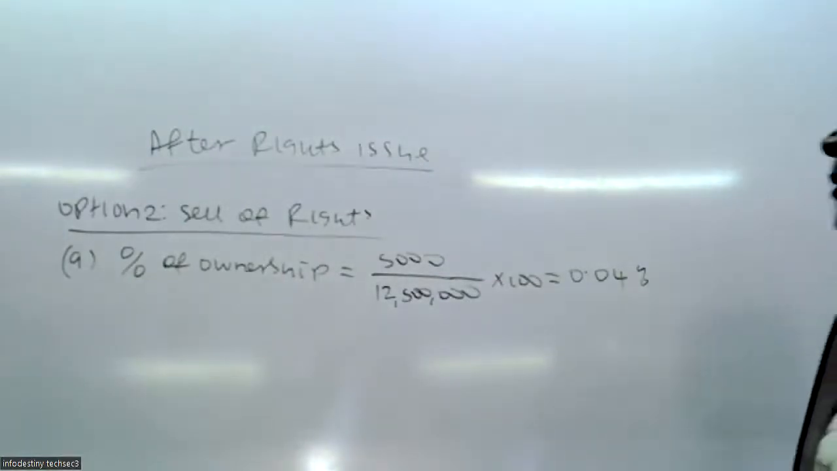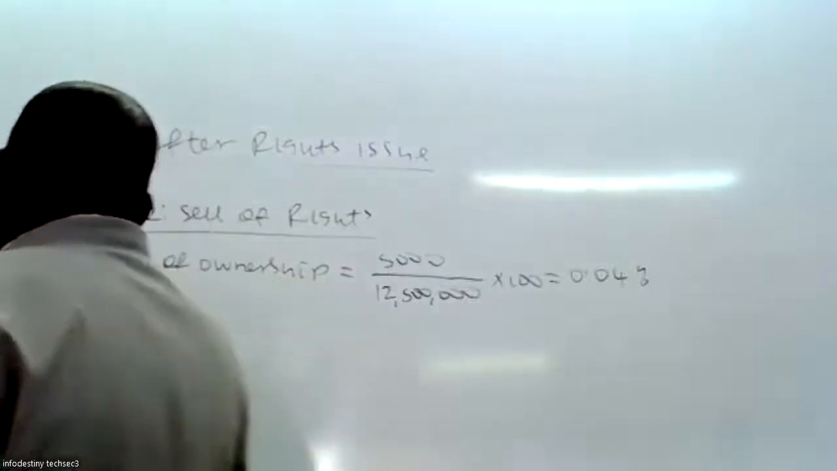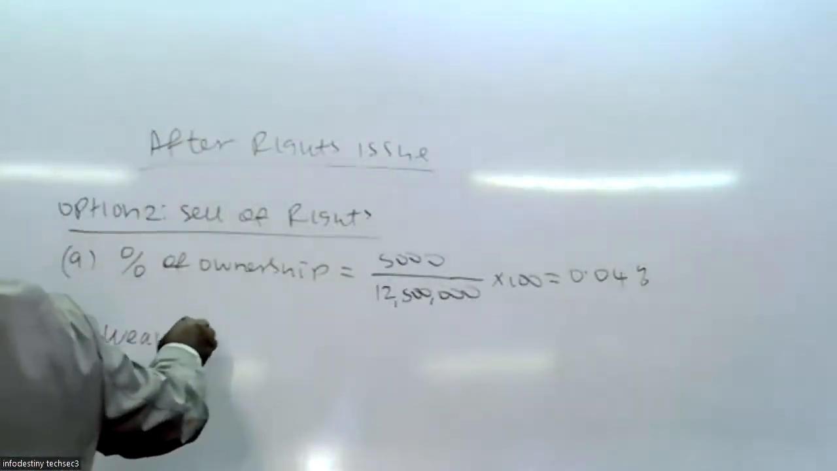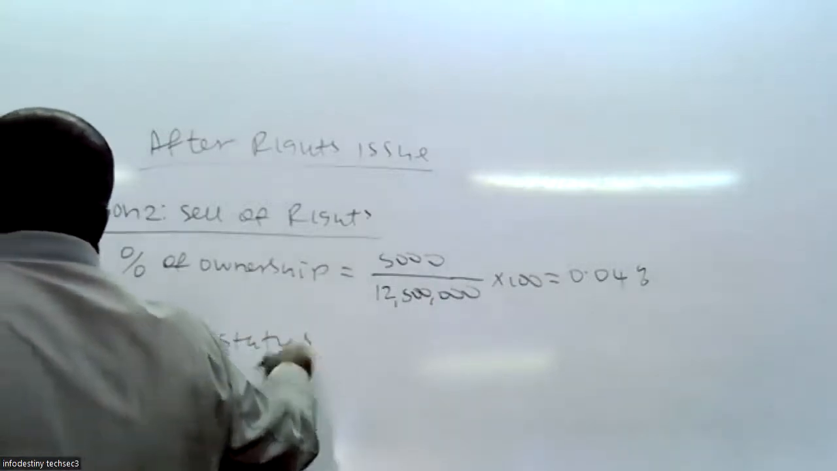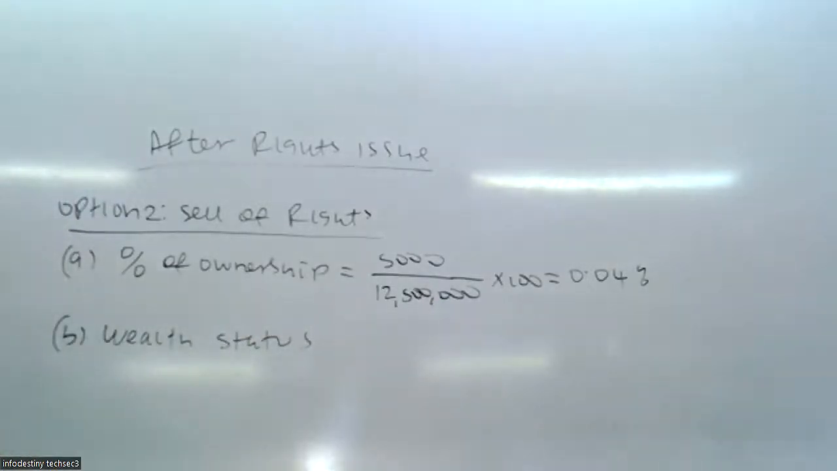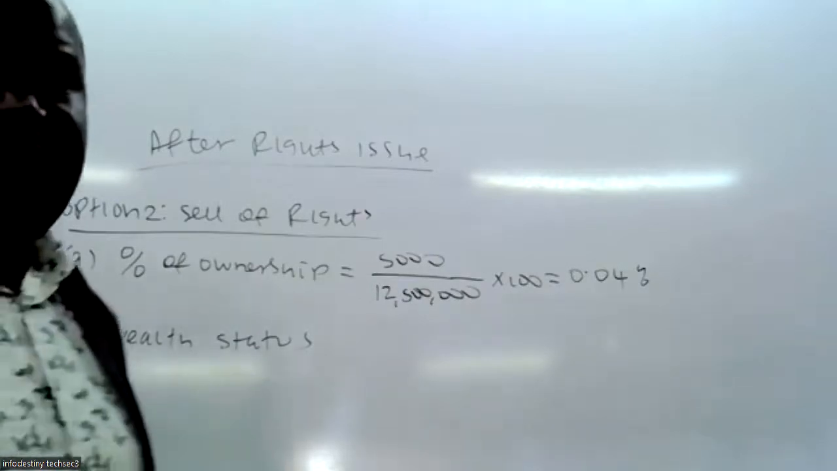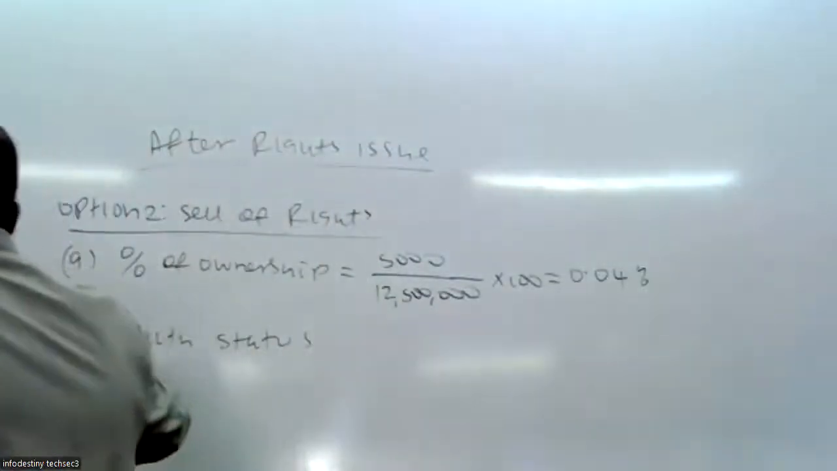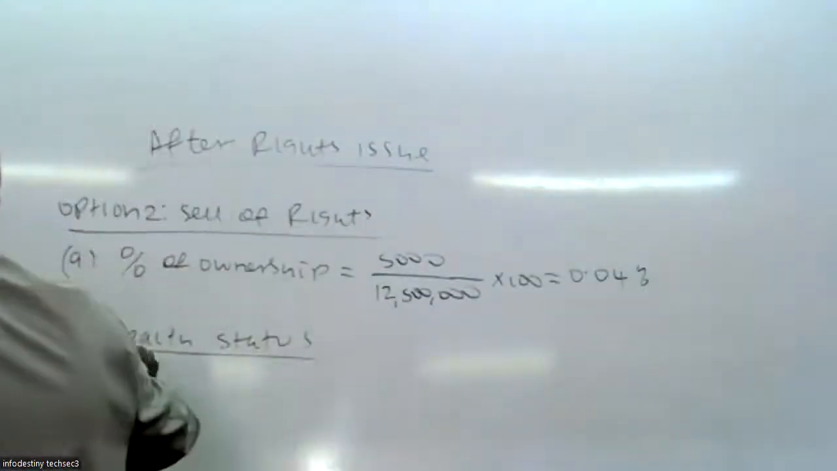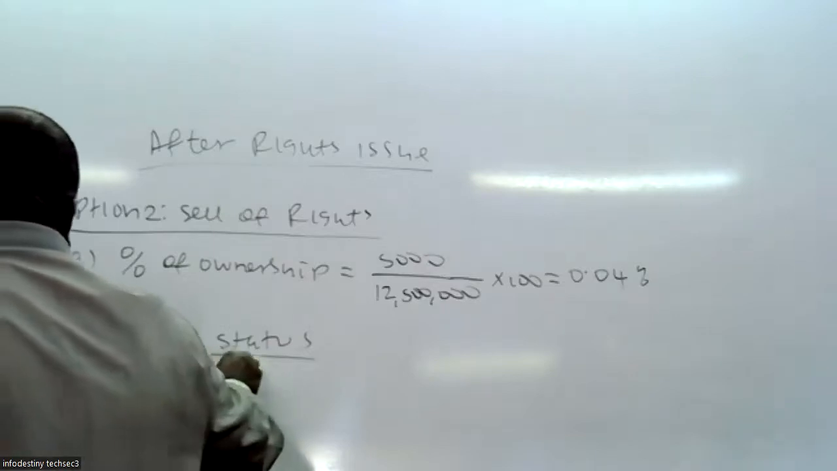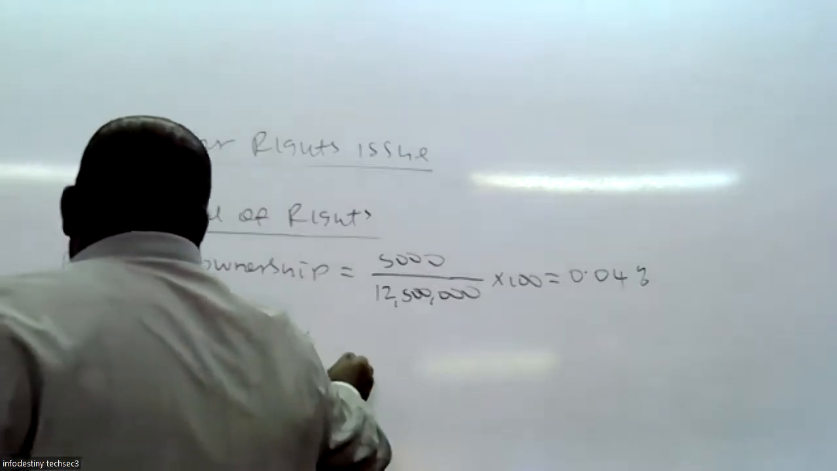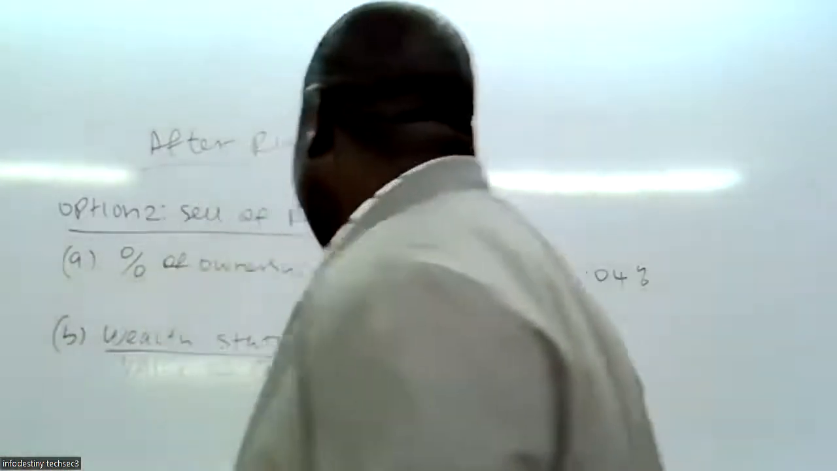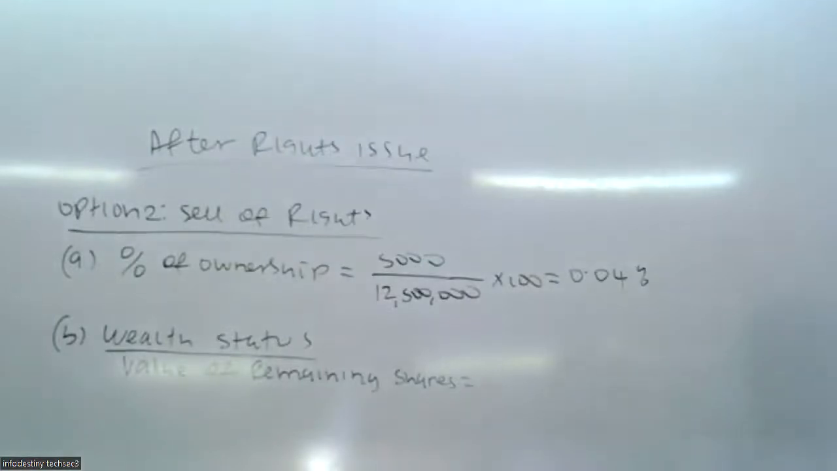So the other item is now to get the wealth status. For the wealth status, we start off with the value of the remaining shares. We start off with the value of the remaining shares.